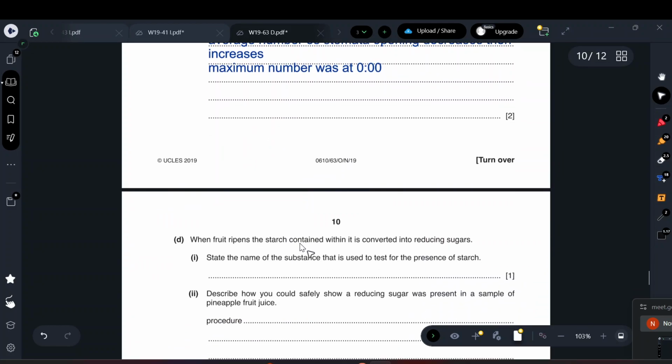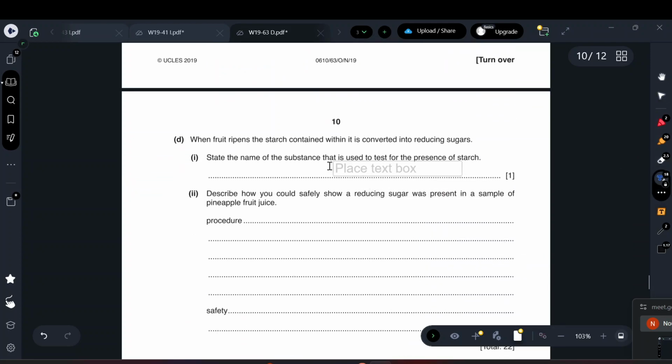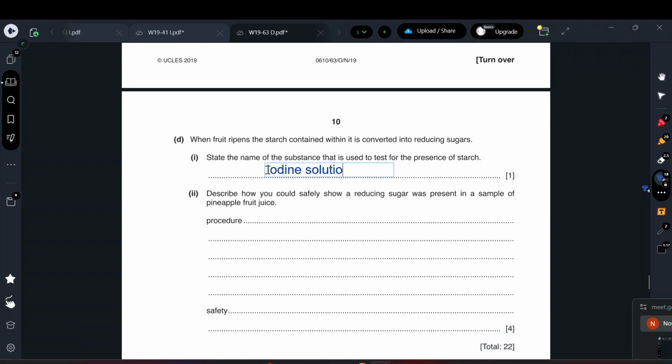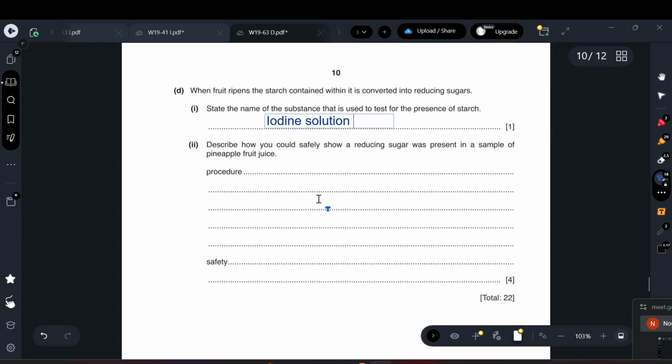When the fruit ripens, starch contained is converted into sugar. What is the name of the substance used to test for the presence of sugar? Iodine solution. How can you safely test for reducing sugar? When he says safely, you have to write a safety precaution.